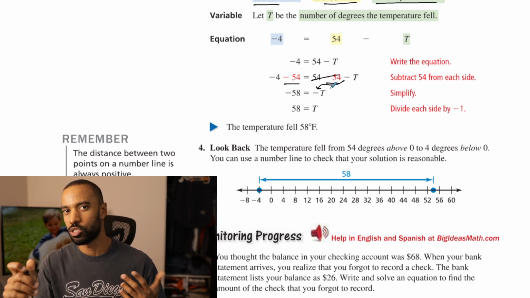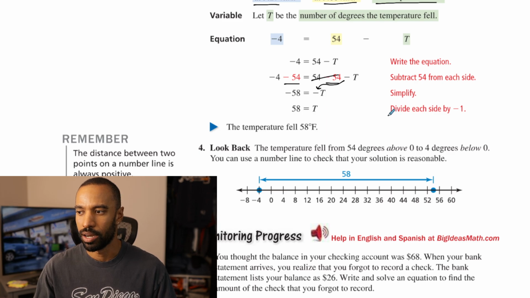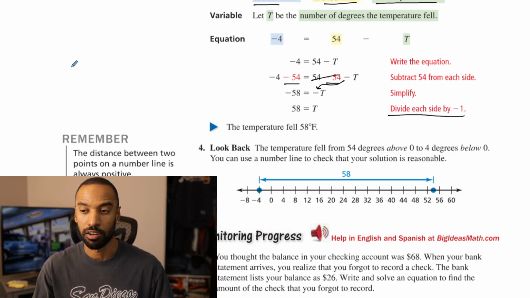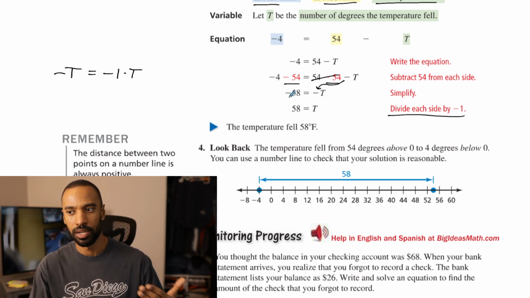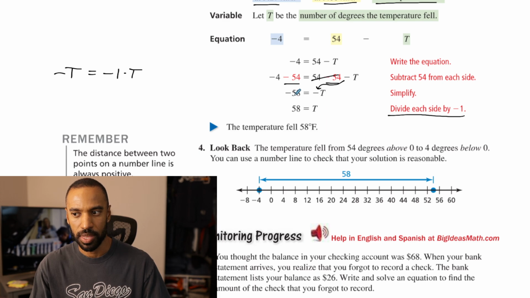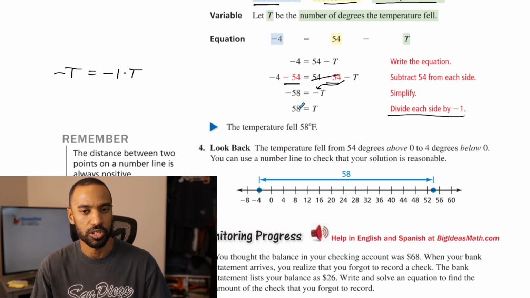But there are two other things you could do mathematically to state that. One, as they state, divide each side by -1. Negative t is the same thing as -1 times t. So if you divide both sides by -1, dividing this by -1 does the same thing. It keeps the absolute value, but it changes the sign.